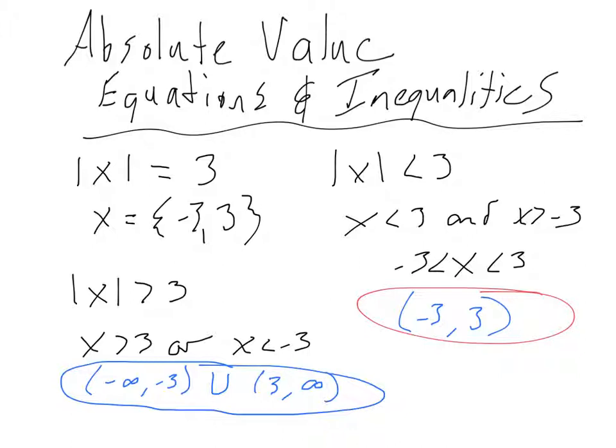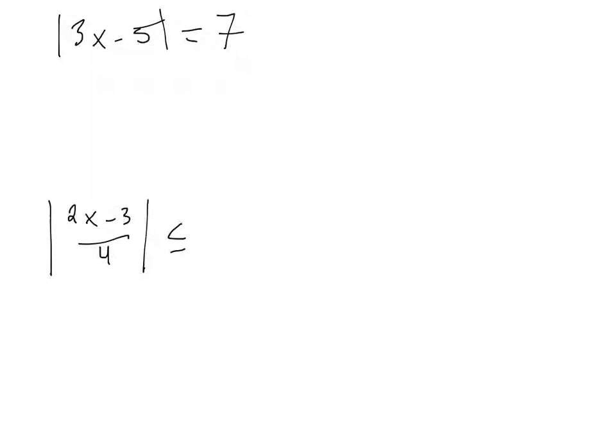And so that same idea holds even if what's on the inside of the absolute value is more than just x. It can be any expression on the inside of that absolute value sign. We're still going to solve it the same exact way by breaking it apart into two separate statements. So I'm going to give you some examples of that right now, and I want you to go ahead and solve these. So if I have like absolute value of 3x minus 5 is equal to 7, for instance. Or if I have like absolute value of 2x minus 3 over 4 is less than or equal to 2.